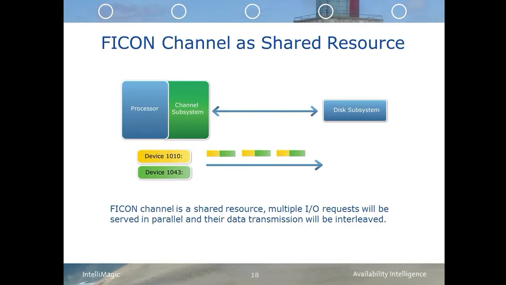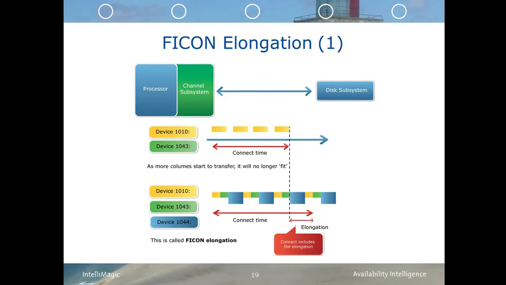Today, FICON is the most common protocol used for z/OS host I/O. A FICON channel processes many I/O operations concurrently. However, the commands and data packets from multiple I/O operations are interleaved on the channel. At a certain level of concurrency, the pipe becomes full of data packets. When this happens, additional concurrency elongates the transmission time for each I/O, and this will show up in connect time. We call this FICON elongation.